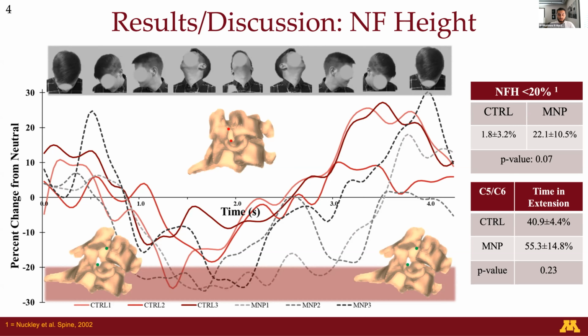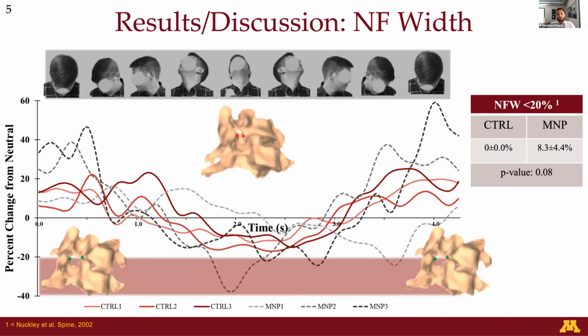A more conservative Welch's t-test was used due to the unequal variances between groups. And we also compared the amount of time spent in extension for each motion trial, as that has been associated with reduced neuroforaminal spacing. Similarly to the previous figure, we're now looking at the percent change in neuroforaminal width from neutral. We see that no controls entered the highlighted range, but all 3 of the mechanical neck pain did.